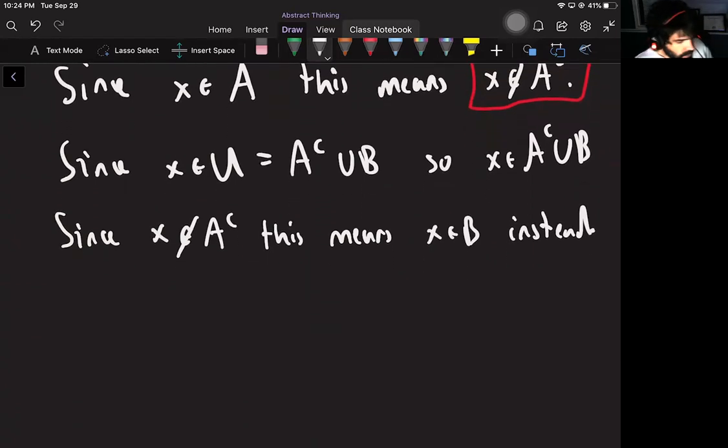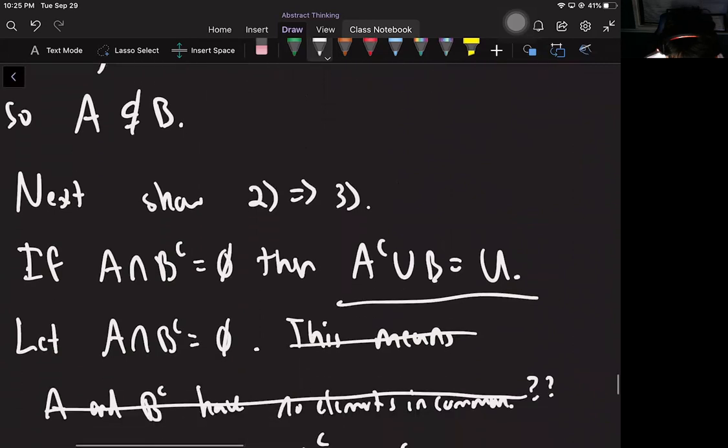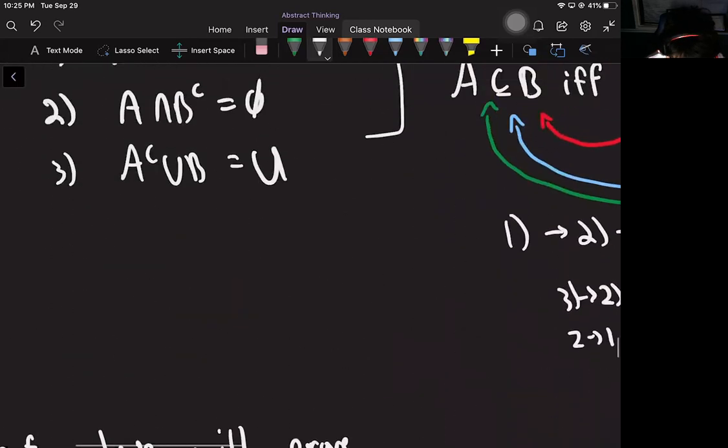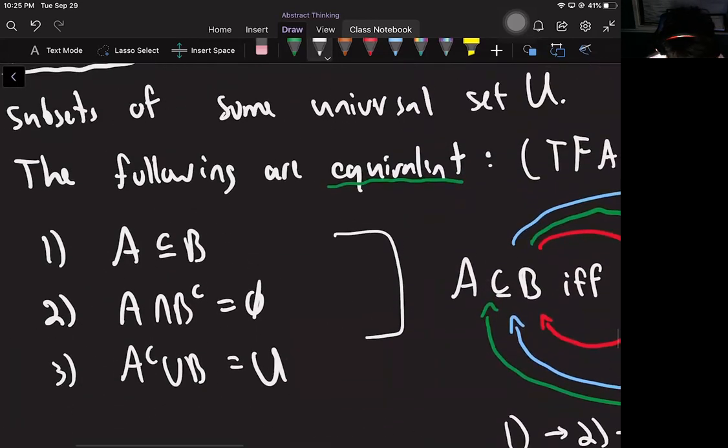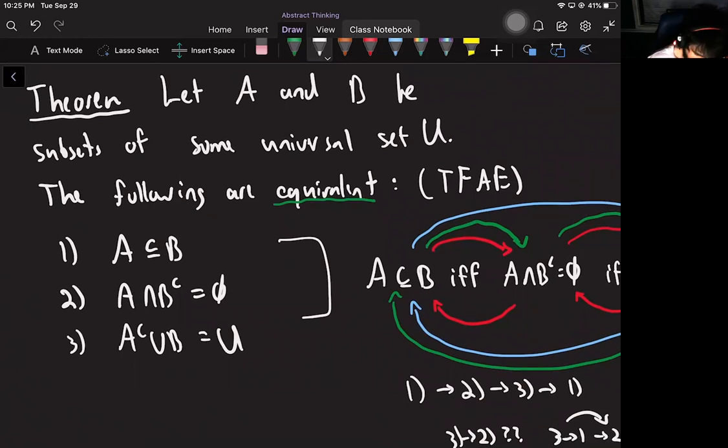Okay, so this proves the theorem because I've proven that 1 implies 2 implies 3 implies 1. So they all imply each other, so they're all equivalent statements. So what this theorem is saying is sort of just 3 different ways to think about subsets. So this is less about the algebra of sets, although we did use some algebra of sets by complementing the statement in 2. It's more about just other ways to think about subsets that might come in handy later.